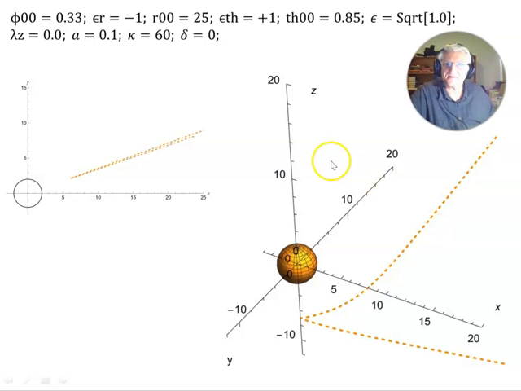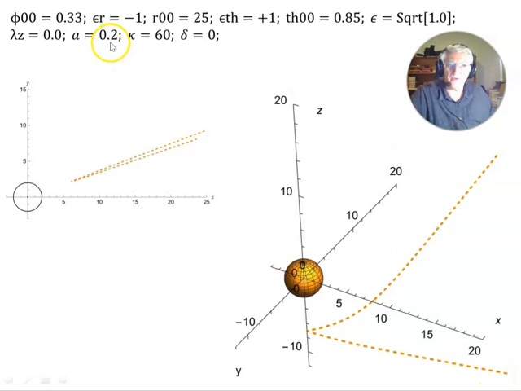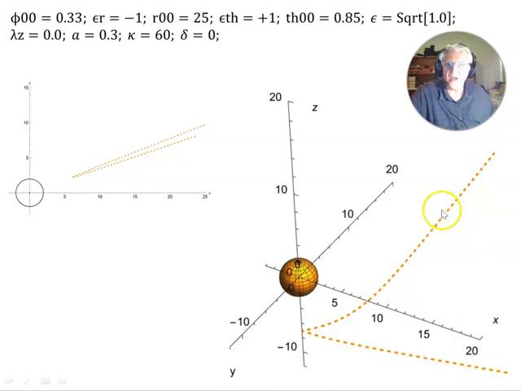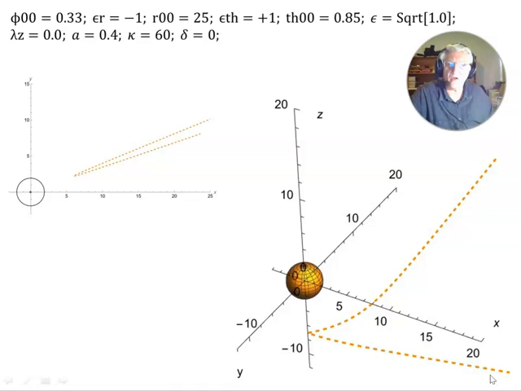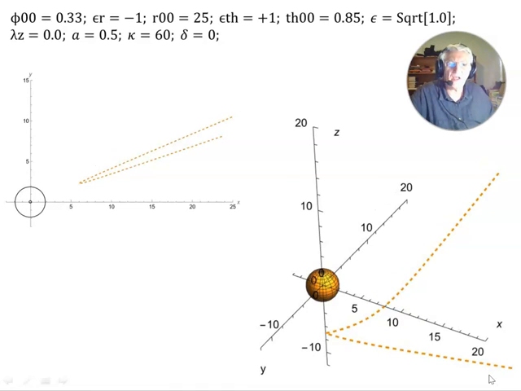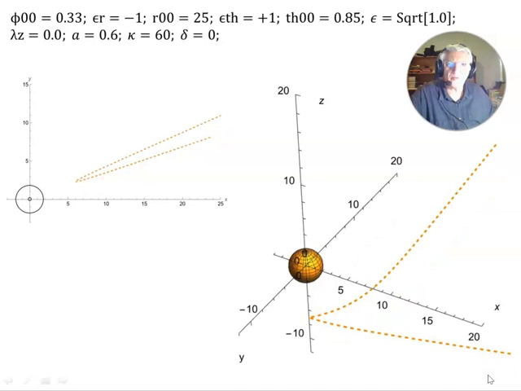Let's look at the next one. Now, the spin of the black hole is 0.1, and we can see it's deflected out. All right. 0.2, and the projection in the XY plane, the angle is starting to open between these two. 0.3, 0.4, 0.5, 0.6.